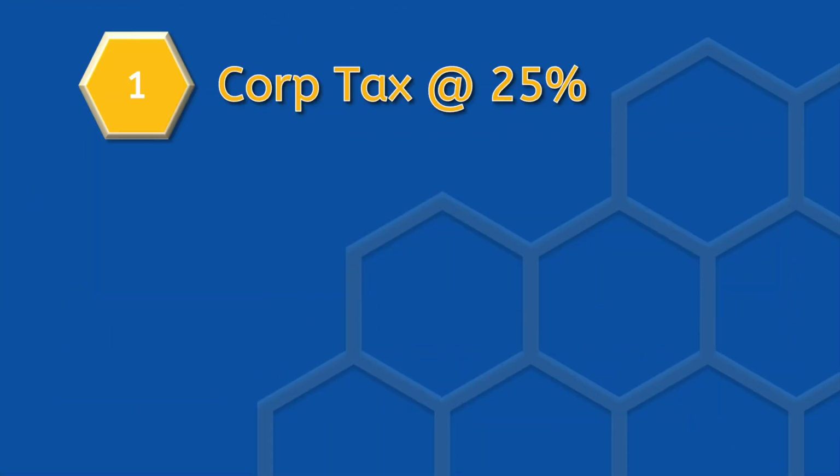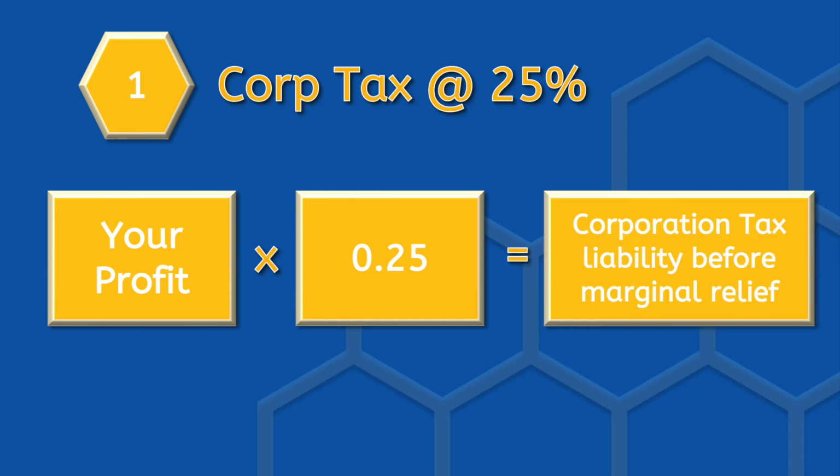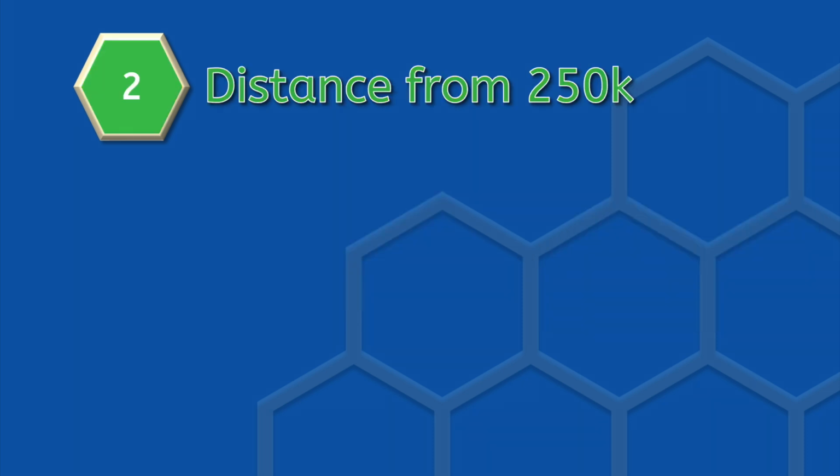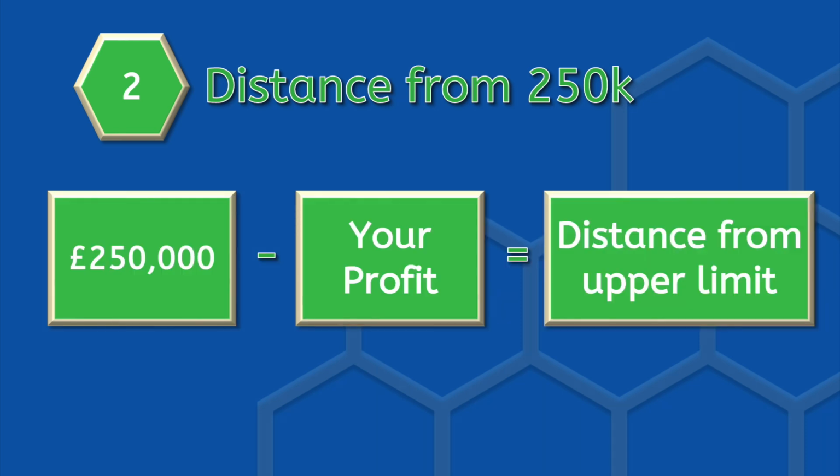First of all, what would your corporation tax be if you paid the 25%? This is your profit times 25% corporation tax and has the catchy name of corporation tax liability before marginal relief. Number 2, how far are you below the 250k? This is 250k minus your profit.